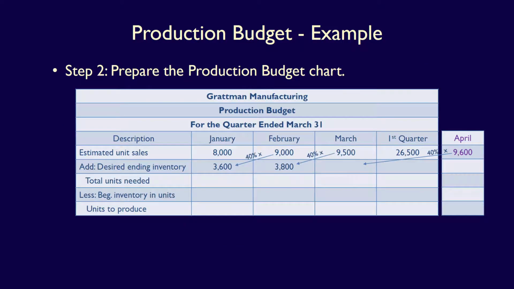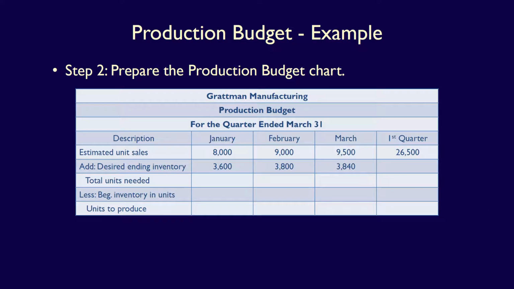If we simply add another column to the production budget, one that will be used only when required, we can see that the desired ending inventory for March is calculated as 40% of April's estimated unit sales. 9,600 units multiplied by 40% is equal to 3,840 units, which is March's desired ending inventory. We can now hide the April column, well, at least until we need it again.